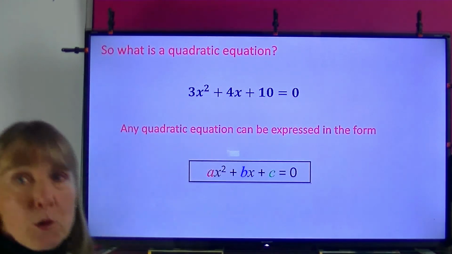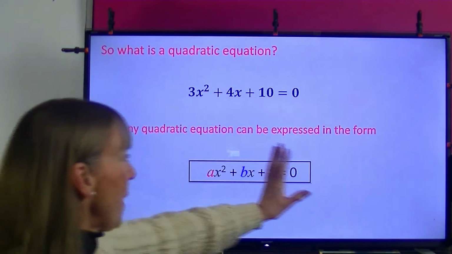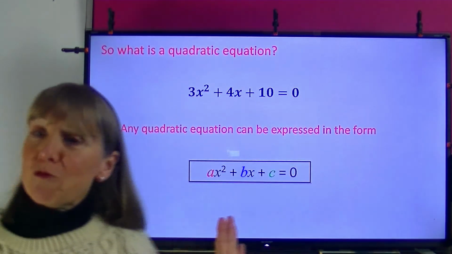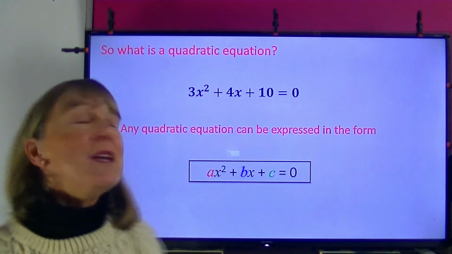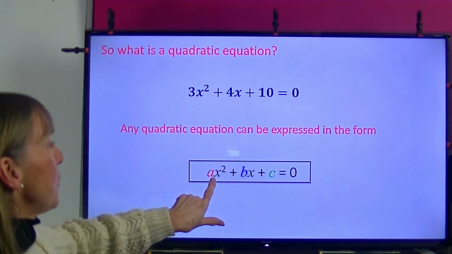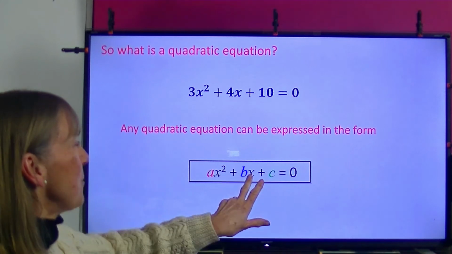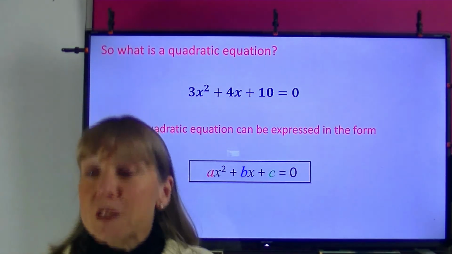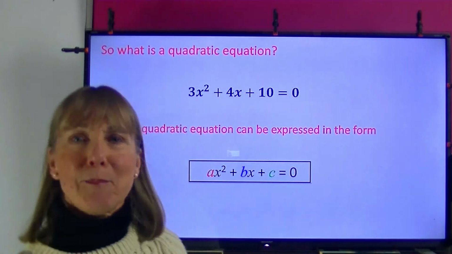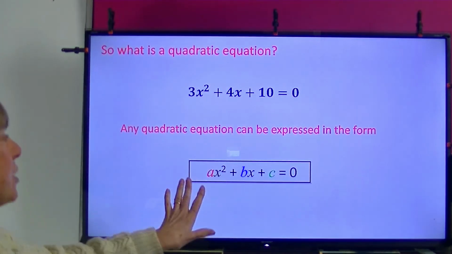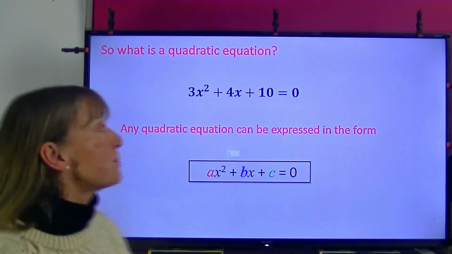We tend to see quadratic equations in this format. So we have to do a little rearranging when we're solving them if they're not in this format. So the x squared should rightfully be first, the x term should be next, and then the constant, the thing without an x, the number, would come last. So that's the way we like to write them.